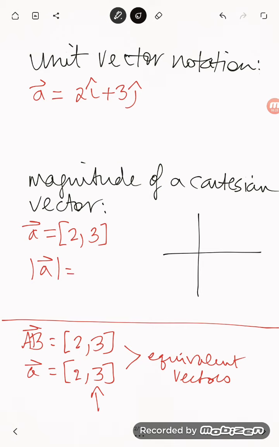Okay, so this vector A is the resultant of a vector that goes 2 units along the x-axis and then another vector that goes 3 units parallel to the y-axis. So really what we're doing here when we're finding the magnitude is we're using the Pythagorean theorem, right? Because this would be 2, this would be 3. And so the magnitude of the vector would be the square root of 2 squared plus 3 squared.